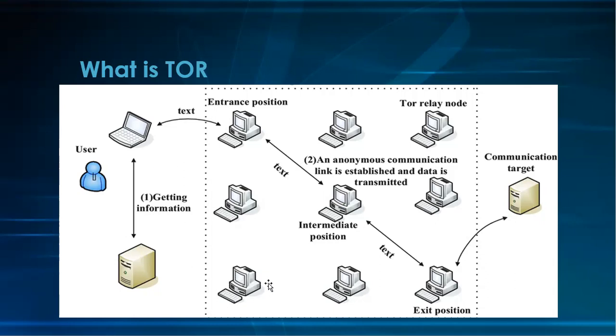So this is the entrance position. This is the intermediate position. This is the exit node, right? You may have something like that, right? Or it may go this way, right? So your communications can go through multiple paths instead of one path. So it makes it harder for anyone to trace where that communication originated from, right? So originated from this one computer out here. It's hard to trace that when it's going through 3 or 4 computers, 3 or 4 servers for example.